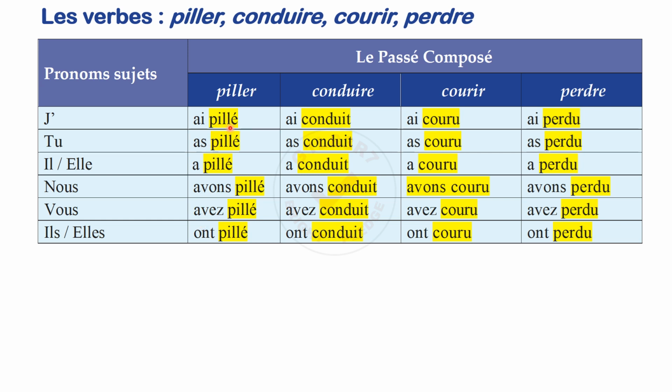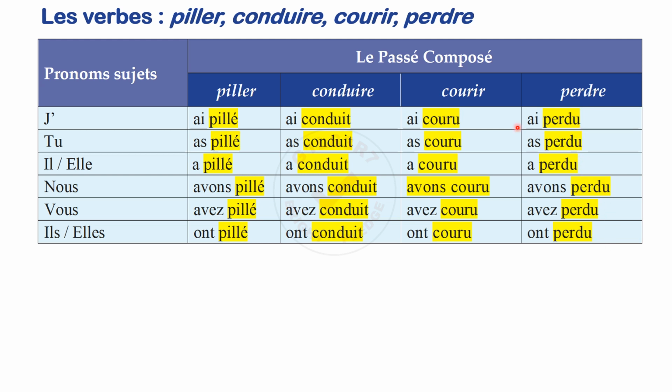followed by the past participle. Generally for ER verbs, we cut the ER and add E acute. You can see in the first column we have pillé, P-I-L-L-E acute. So we are cutting the ER and adding the E acute. That's how we form the past participle for piller. Next, move on to the verb perdre. That's a RE verb, so for a RE verb, we cut the RE and we add U. That's how you get perdu.